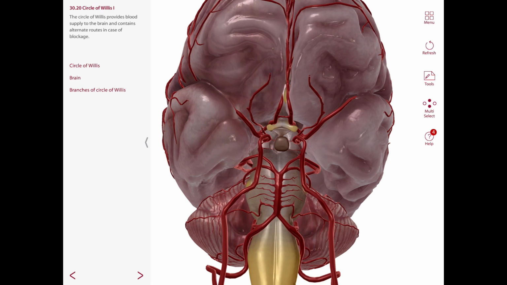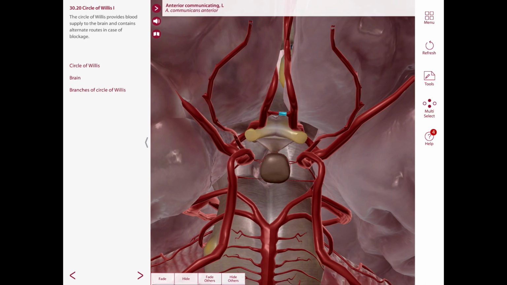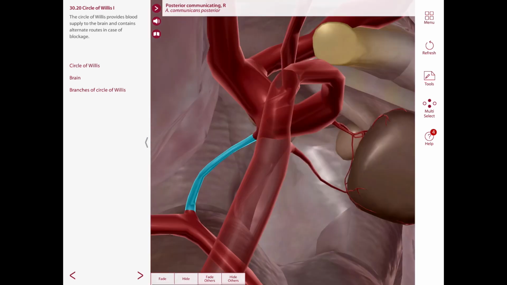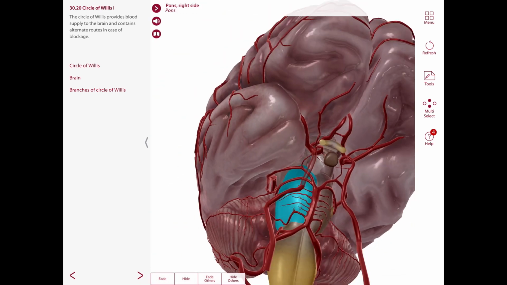So the components include the anterior communicating artery, the anterior cerebral artery, the internal carotid artery, the posterior communicating artery, and the posterior cerebral artery. This serves as a potential vascular shunt, assisting in the development of collateral circulation if a proximal vessel is occluded.